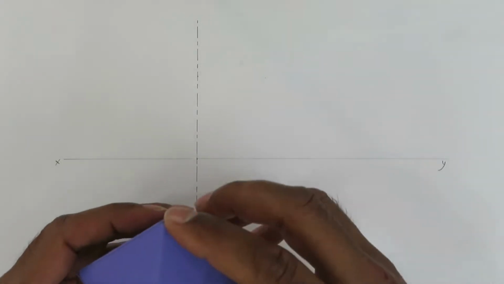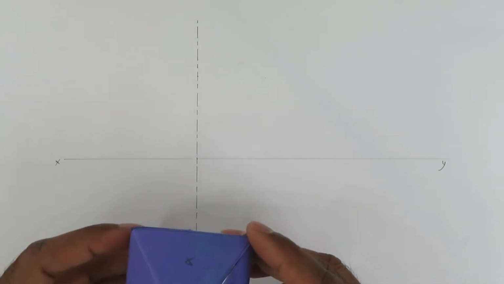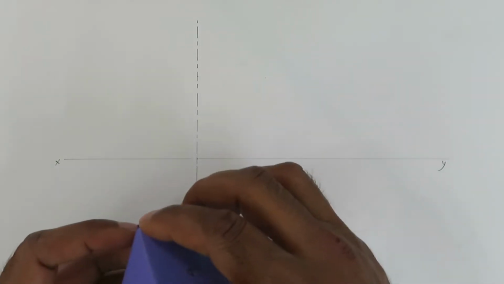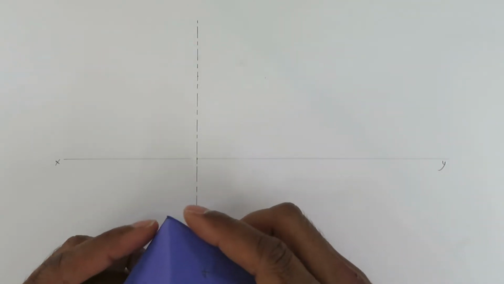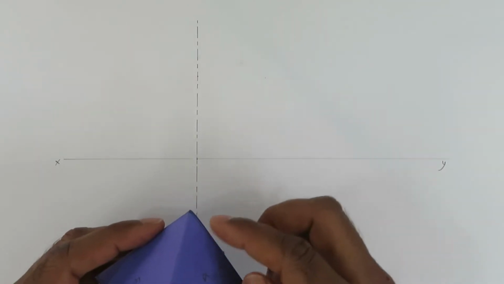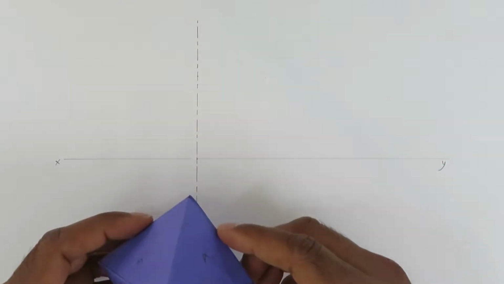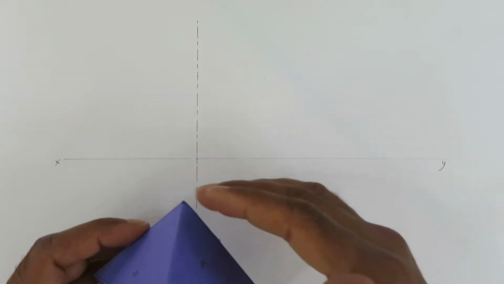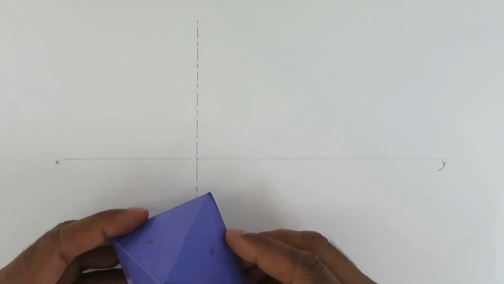Now the edges are 40 mm, but we have to draw this square, and we have to draw this square such that the edges of the square make an angle of 30 degrees with the vertical plane. So one of the edges makes 30 degrees with the vertical plane, so it is slightly rotated like this.